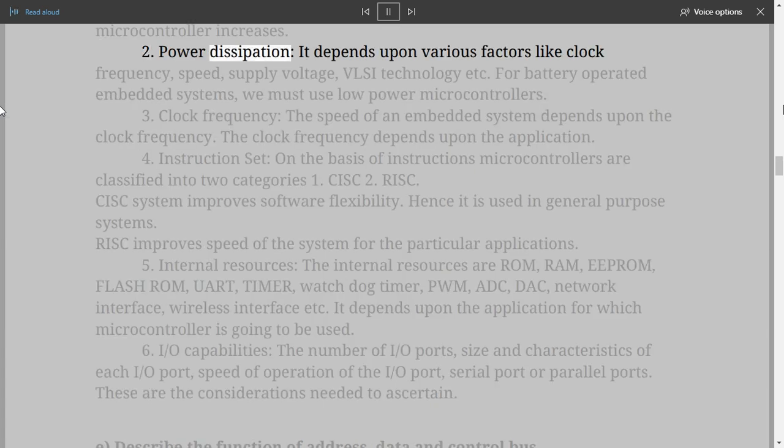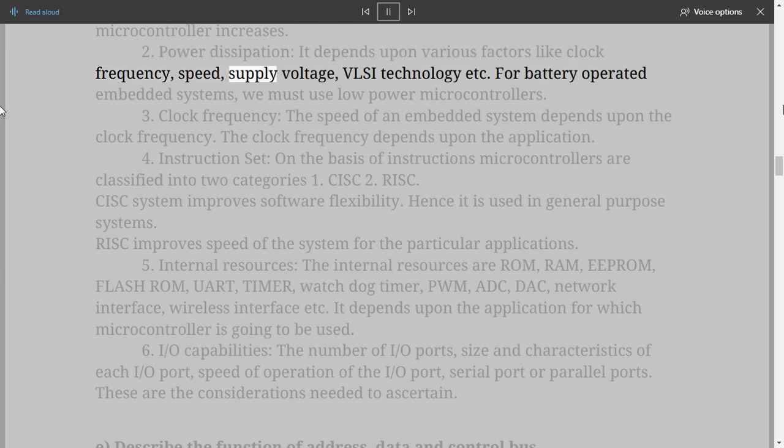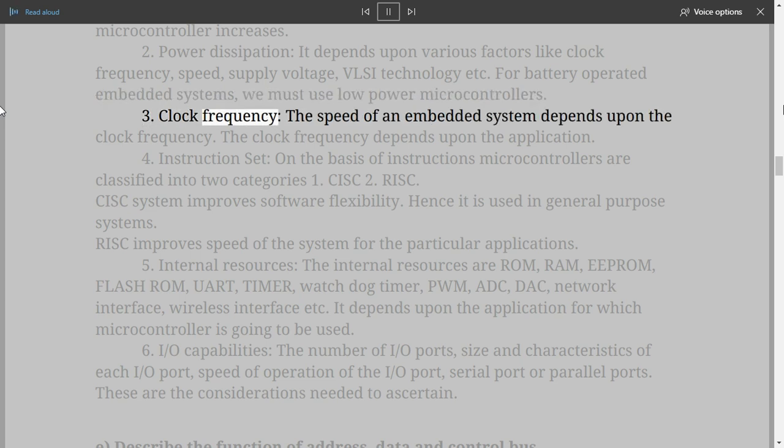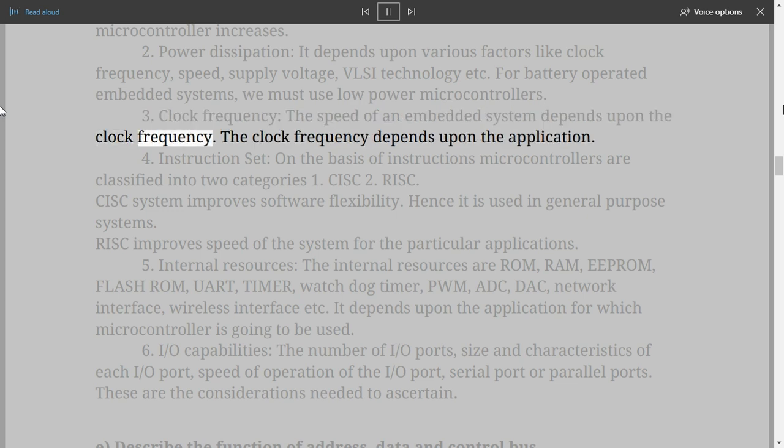2. Power dissipation. It depends upon various factors like clock frequency, speed, supply voltage, VLSI technology, etc. For battery-operated embedded systems, we must use low-power microcontrollers. 3. Clock frequency. The speed of an embedded system depends upon the clock frequency. The clock frequency depends upon the application.